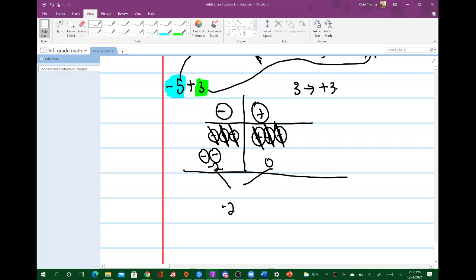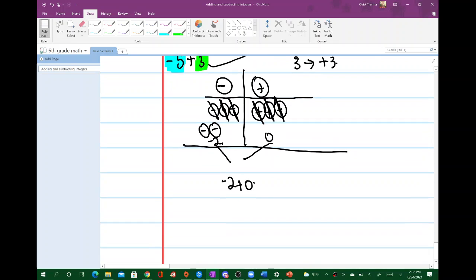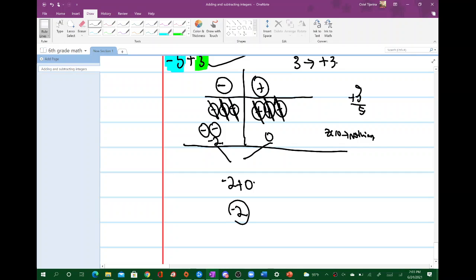So what is -2 plus 0? Well, anything plus 0 is just that thing, right? Any number, if I say, for example, 5 plus 0, that is 5. Think of 0 as nothing. Okay, so that's just going to be -2. Okay, and that's how you do it.